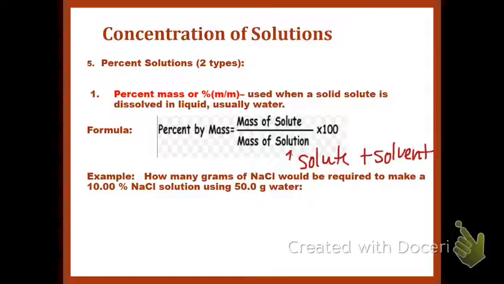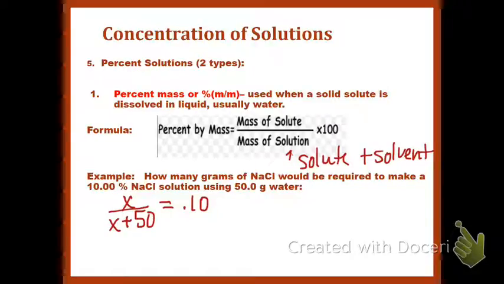So this one wants to know how many grams of sodium chloride would be required to make a 10% solution if you have 50 grams of water. So you're going to be solving for how much mass of the salt do you need. So you're going to plug that in, and you're going to have x over x plus 50 equals 0.1, because I went ahead and took it out of the percentage. If you don't understand why I did that, stop me now. And then it's just solving for x.